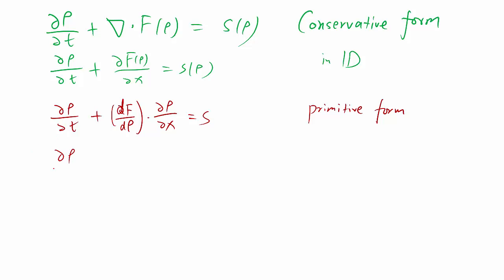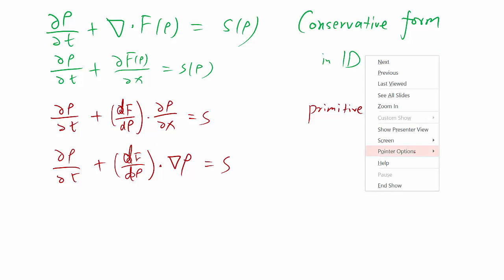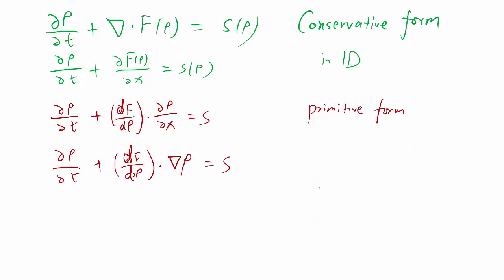And in multiple dimensions, the primitive form is df d rho, dot product with the gradient of rho, is equal to s. So df d rho is a vector because f has many components, right? And that dotted with the gradient of rho becomes the same as that term. And we also have the integral form. That is just the form we started with.